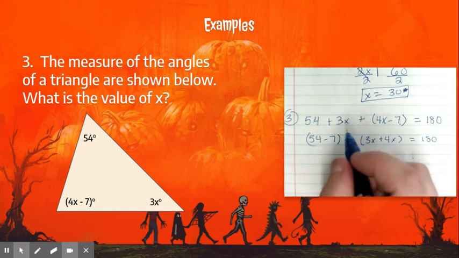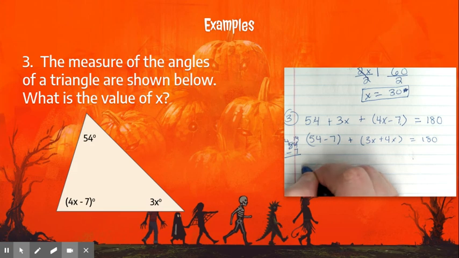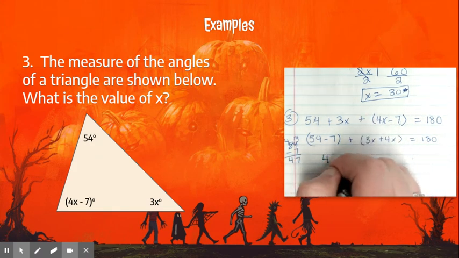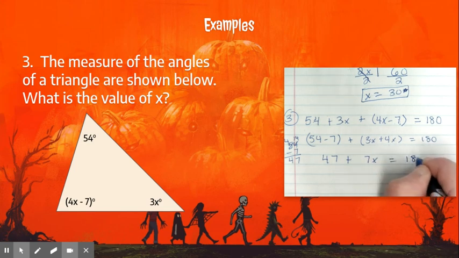Let's see what 54 minus 7 is. 14 minus 7 is 7, and that's 4. So that's 47 plus 3x plus 4x, which is 3 plus 4, so 7x, equals 180 degrees.